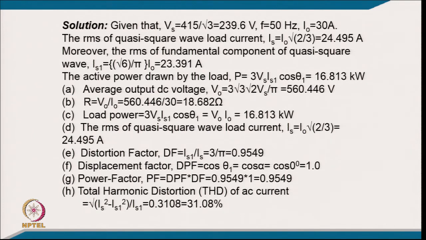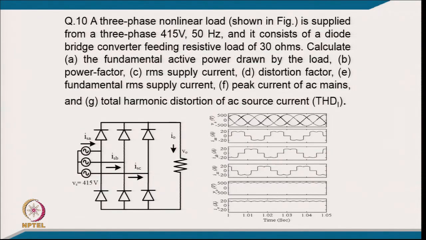And power factor is displacement factor times distortion factor, which is 0.9549. The total harmonic distortion of this current, taking the square root of the difference between the total RMS squared and the fundamental RMS squared, divided by Is1, comes to 31.08. You can clearly see that because triplen harmonics are not there in this, it reduces from 48% for the square wave to 31.08% in the case of this quasi-square waveform.